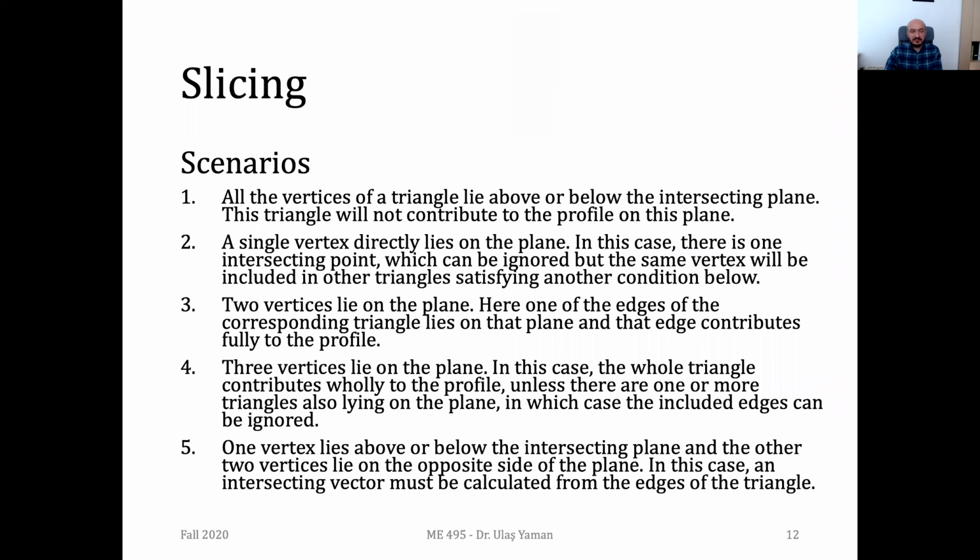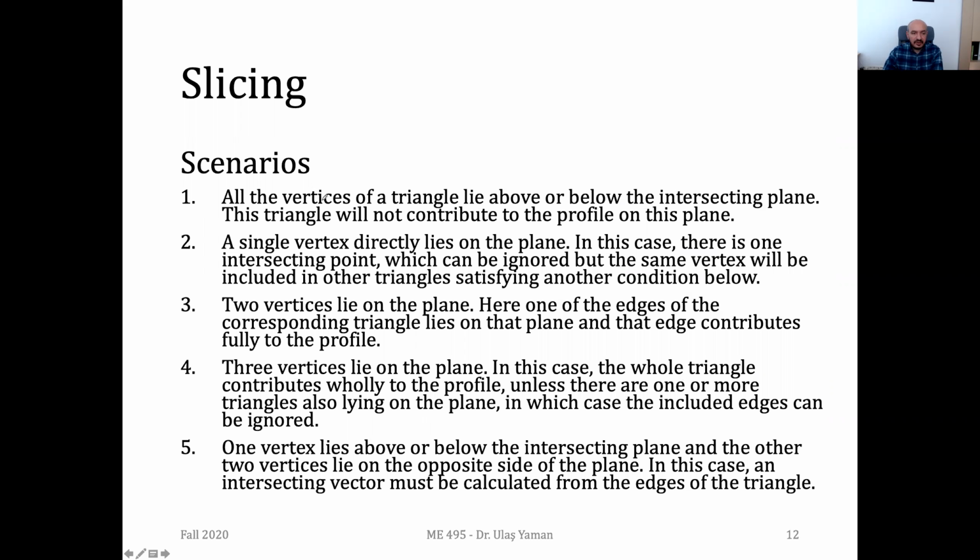So we actually have 5 scenarios, as you see here. Some of them are very simple, some are complicated, especially the last one. So we will spend more time on the last one, but the first 4 are not that complicated. I will focus on them one by one. Let's have a look at the first one.